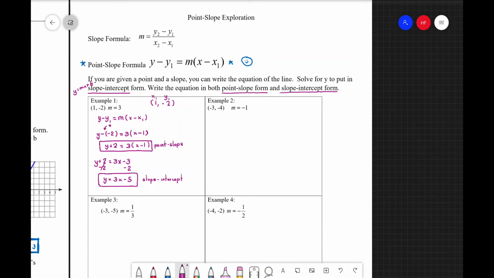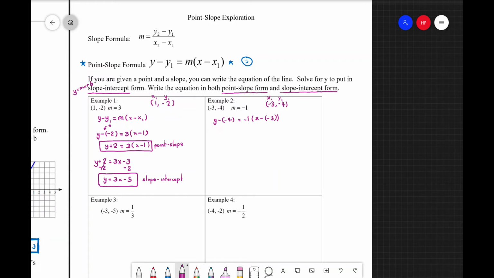Now in example 2, it's the same type of problem. We're given a point and we're given the slope. So my point, negative 3 and negative 4, are my x1 and my y1. X and y are going to remain variables in my equation. So y minus y1: y minus negative 4 equals m, which is negative 1, times x minus negative 3.